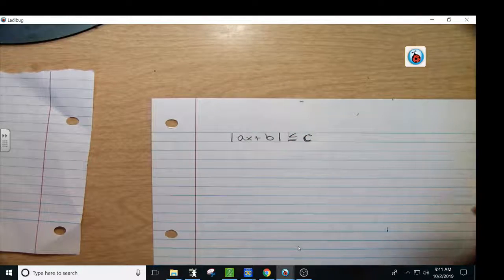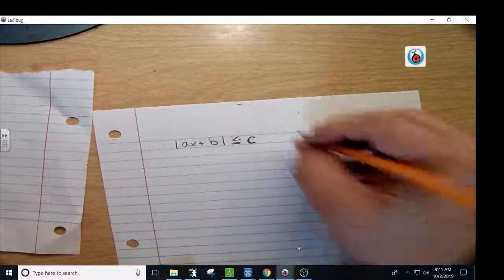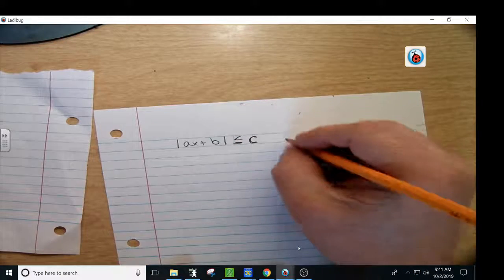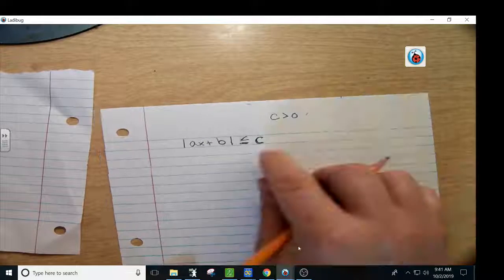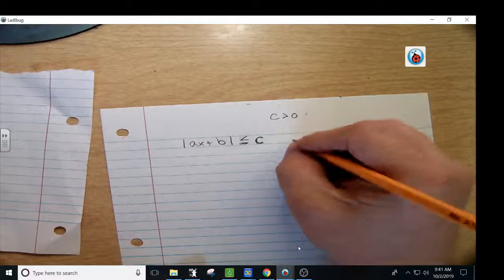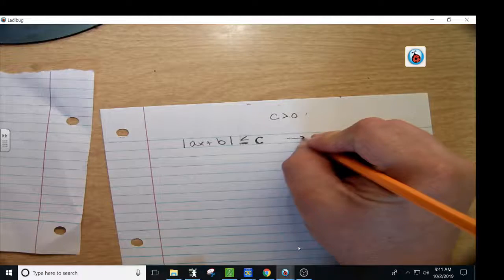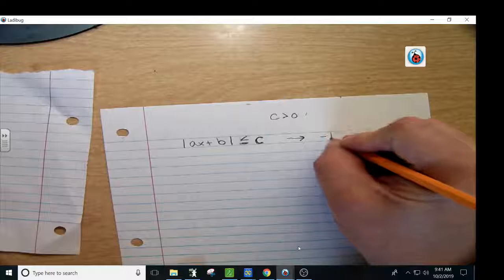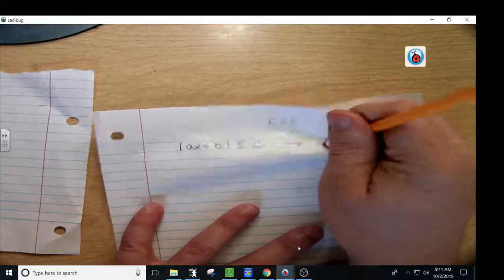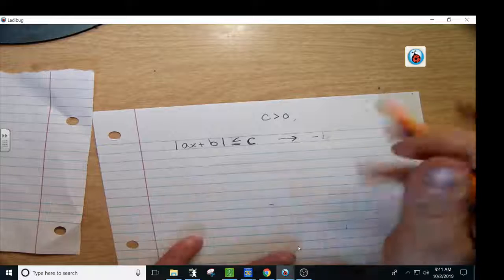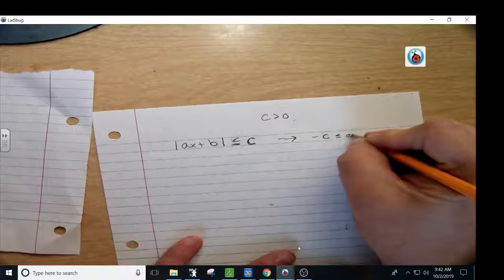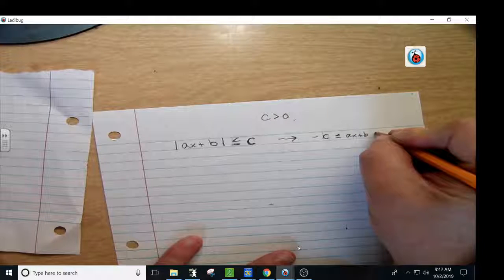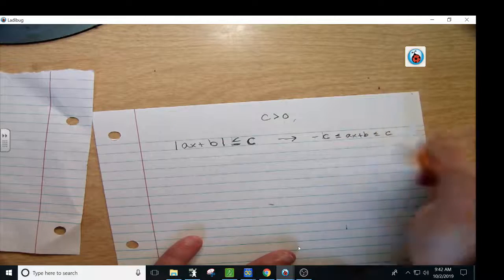All right, if it's less than or equal to, then on all these, C has to be greater than zero. Make sure you understand it. Your constant has to be greater than zero. Your answer is going to look like, let me erase that right there. Let me zoom in a little bit.